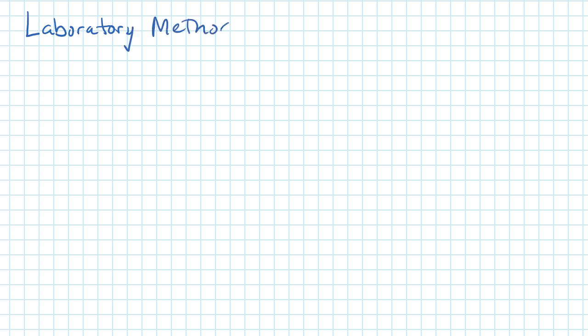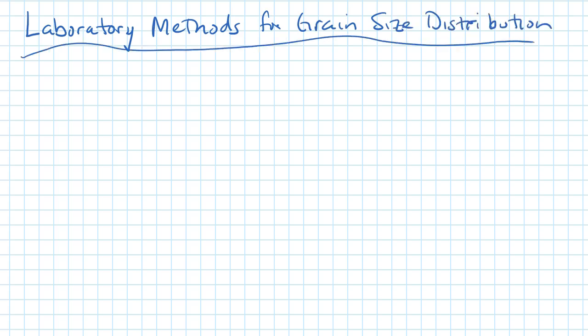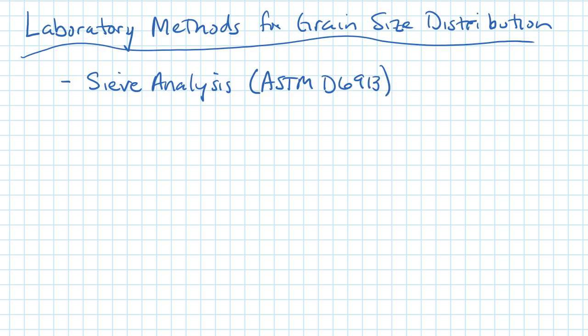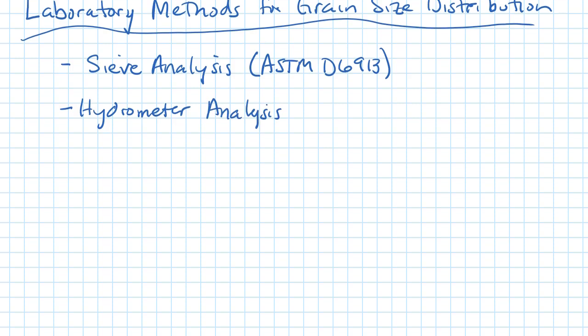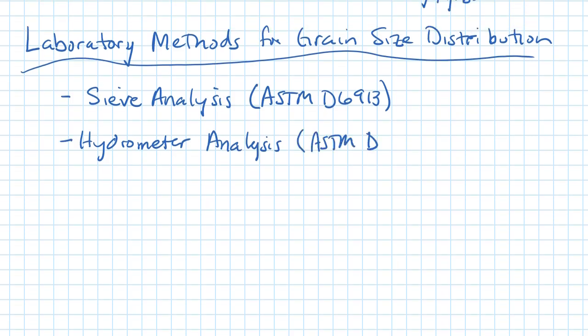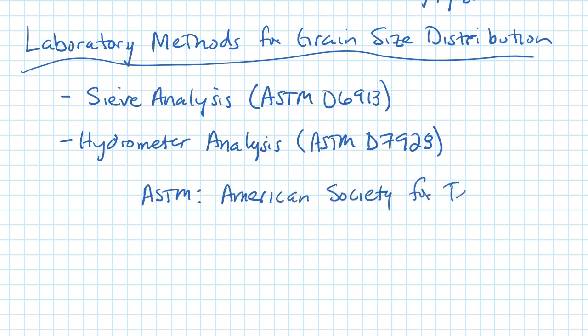There are a couple of common laboratory methods used to determine the grain size distribution. The first method is a sieve analysis. That is described in detail by ASTM D6913. And then there's also a hydrometer analysis, and that is described in detail in ASTM D7928, where ASTM stands for the American Society for Testing and Materials.